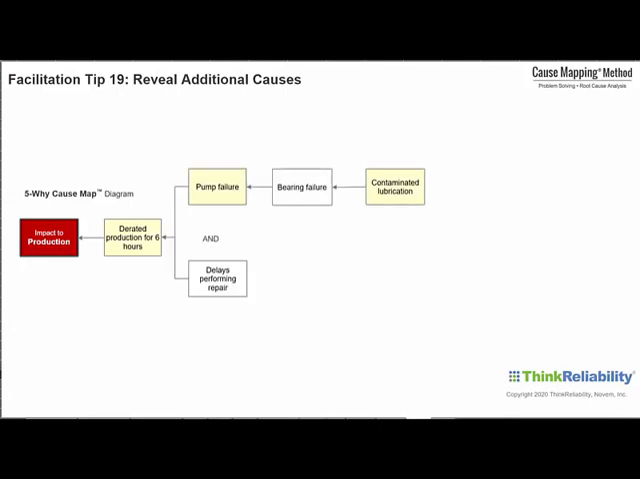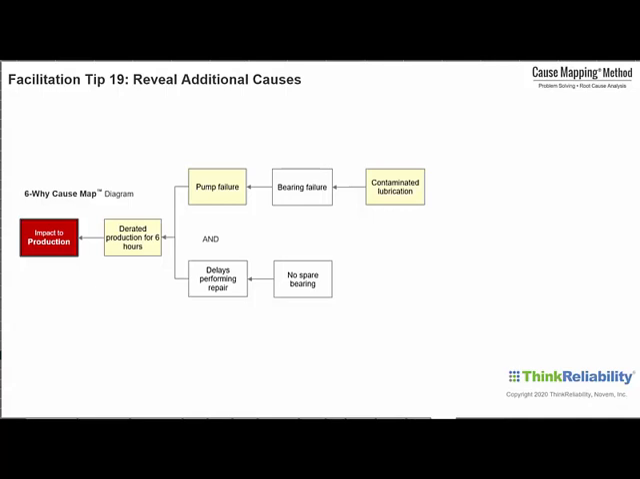Going back to our pump failure example, if we're looking at derated production for 6 hours because we had a pump failure, we can also consider the other items that contributed to that 6-hour derate. The team tells me that there were additional delays performing the repair. So they had this pump failure and then they had delays performing the repair because there was no spare bearing on site. So maybe it would have been a 5-hour derate to production, or maybe it would have been a 2-hour derate to production had we had the spare bearing. By revealing those additional causes, it gives us additional opportunity to understand where solutions might help us mitigate or offer additional layers of protection.